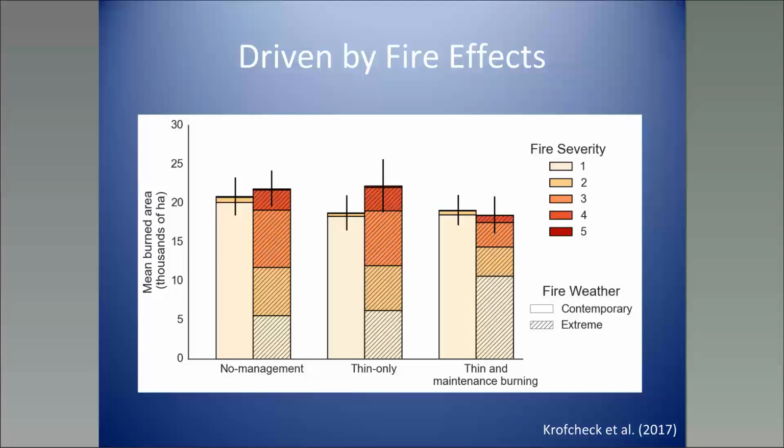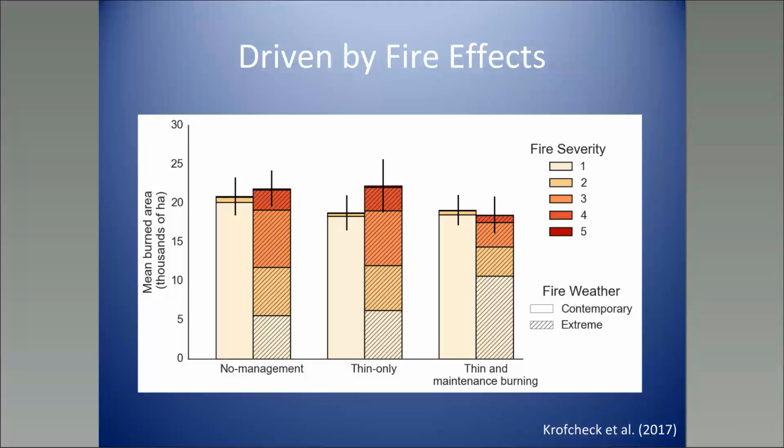And in the case of the thin only, on the hashed bars under extreme fire weather, we see relatively little change in the distribution of these fire severity classes across the landscape. And then when we add regular burning into the system, we see that distribution shift such that much more of the fire that's occurring is burning as surface fire with less tree-killing fire.